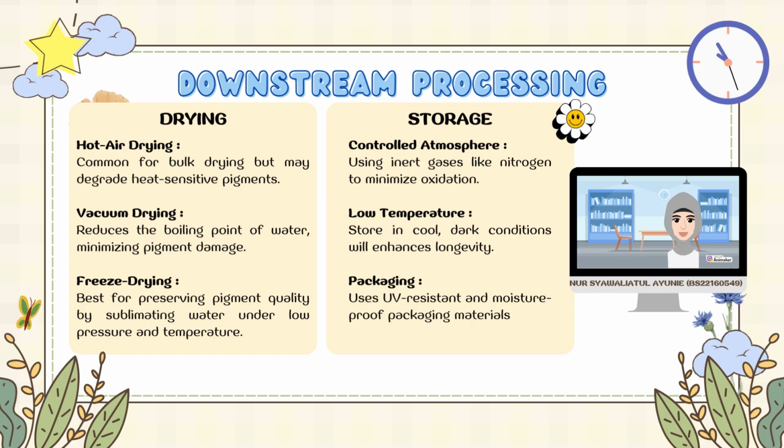Controlled atmosphere using inert gases like nitrogen will help to minimize oxidation, while storage in cool, dark conditions will enhance the longevity. Additionally, packaging materials that are UV resistant and moisture-proof are often employed to protect pigments from environmental factors. These steps ensure the biocolorants retain their functionality and are ready for application in various industries.